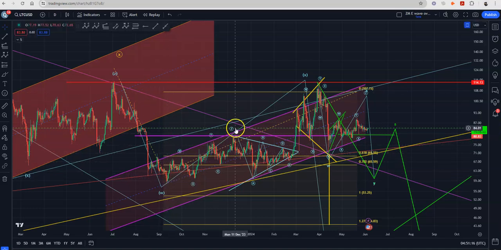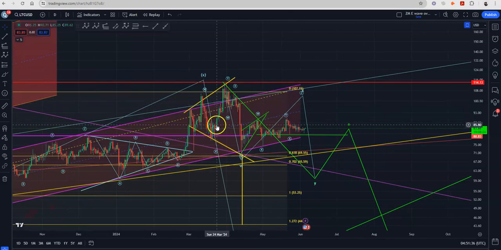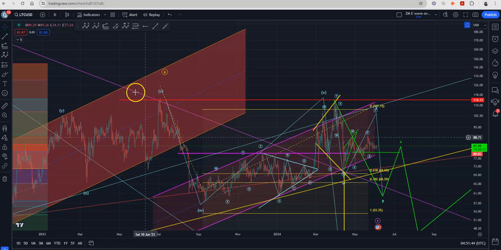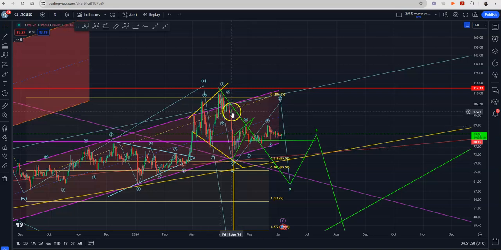So it could be W, X, Y, W. I'll have to read on the literature and go over the literature on that megaphone pattern there. Because if this is the ending 5 and a 3, 5, no, 5, 5, 5 pattern, we would have to redo this count a little bit to make it work out correctly. If this is the ending megaphone triangle, it could cause a reversal, and this could be it.